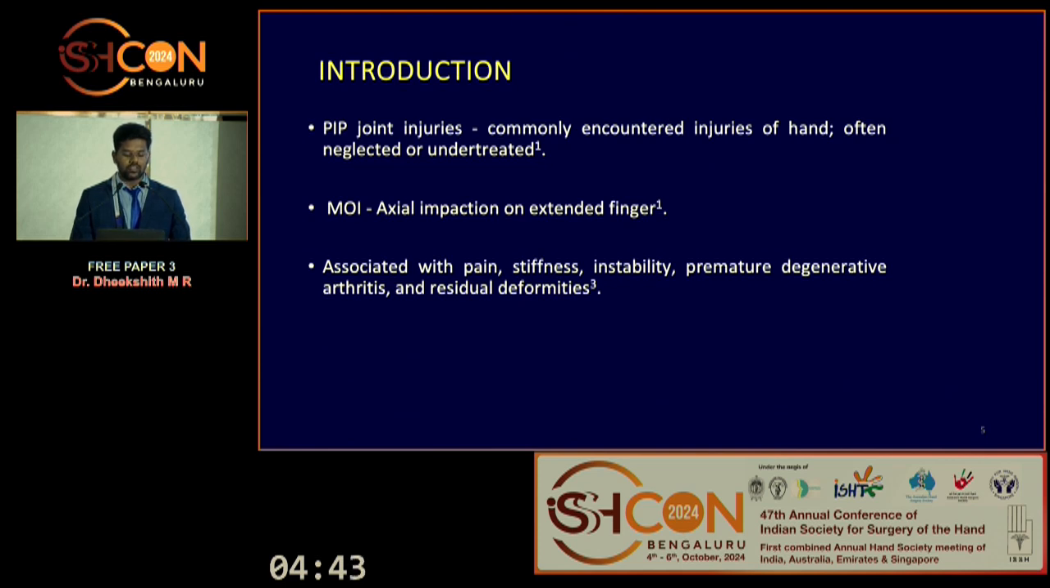The mechanism of injury is axial impaction on extended fingers, which is most common, and they usually present with pain, stiffness, instability, premature degenerative arthritis, and residual deformities.